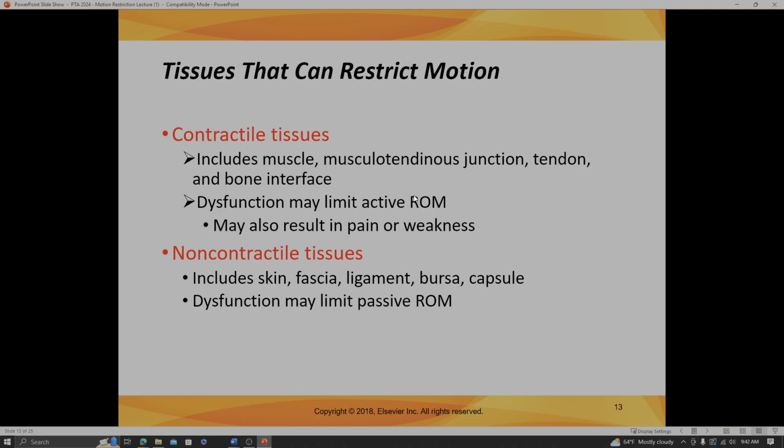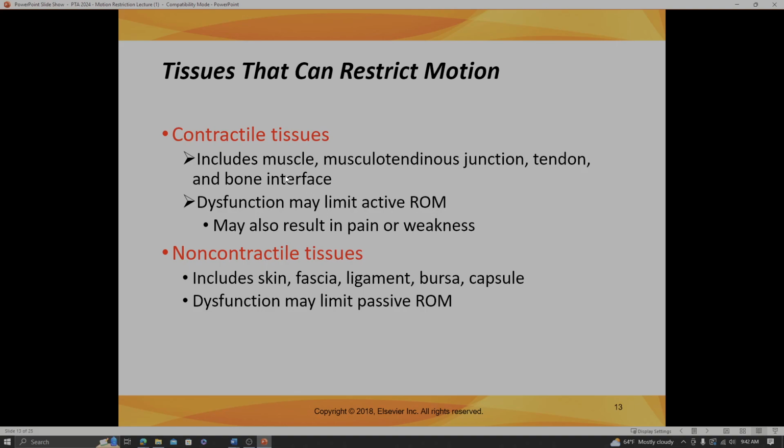Let me flip that around. It is likely that you're going to have passive range of motion restrictions, and you may or may not have associated active range of motion restrictions, right? If you don't have the available passive range of motion, you probably will have some degree of active range of motion limitation, not because the muscle is weak, but because you can't actively move what you can't move passively.